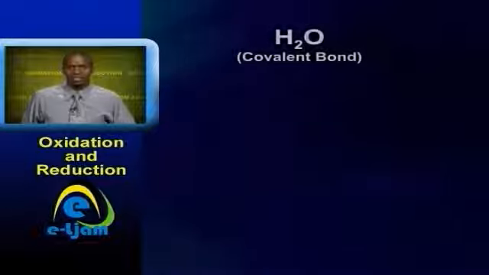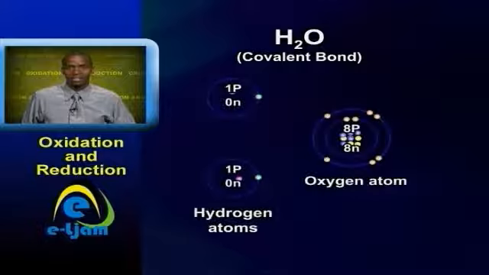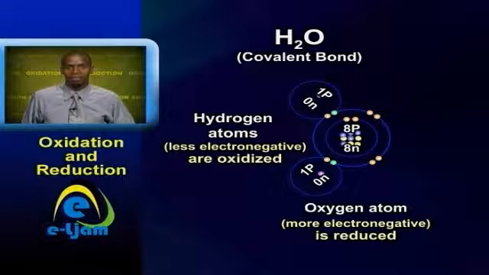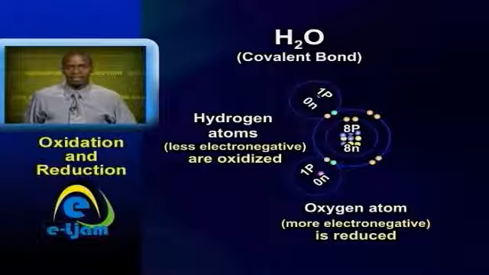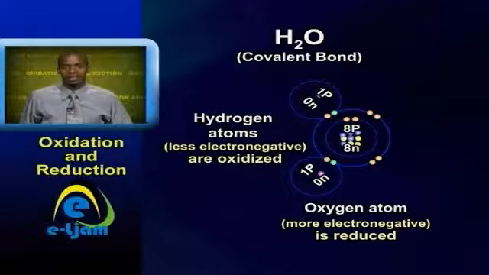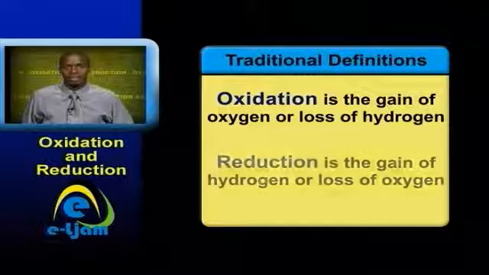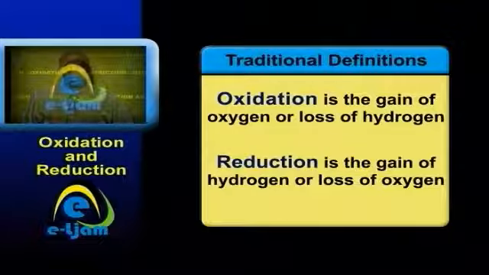Where atoms of nonmetals of different electronegativities are covalently bonded together, the shared pair of electrons is pulled closer to the more electronegative atom, which results in its reduction. The less electronegative element partially loses the bonding electrons to the more electronegative atom and is oxidized. The traditional definitions can be explained in terms of this modern idea.